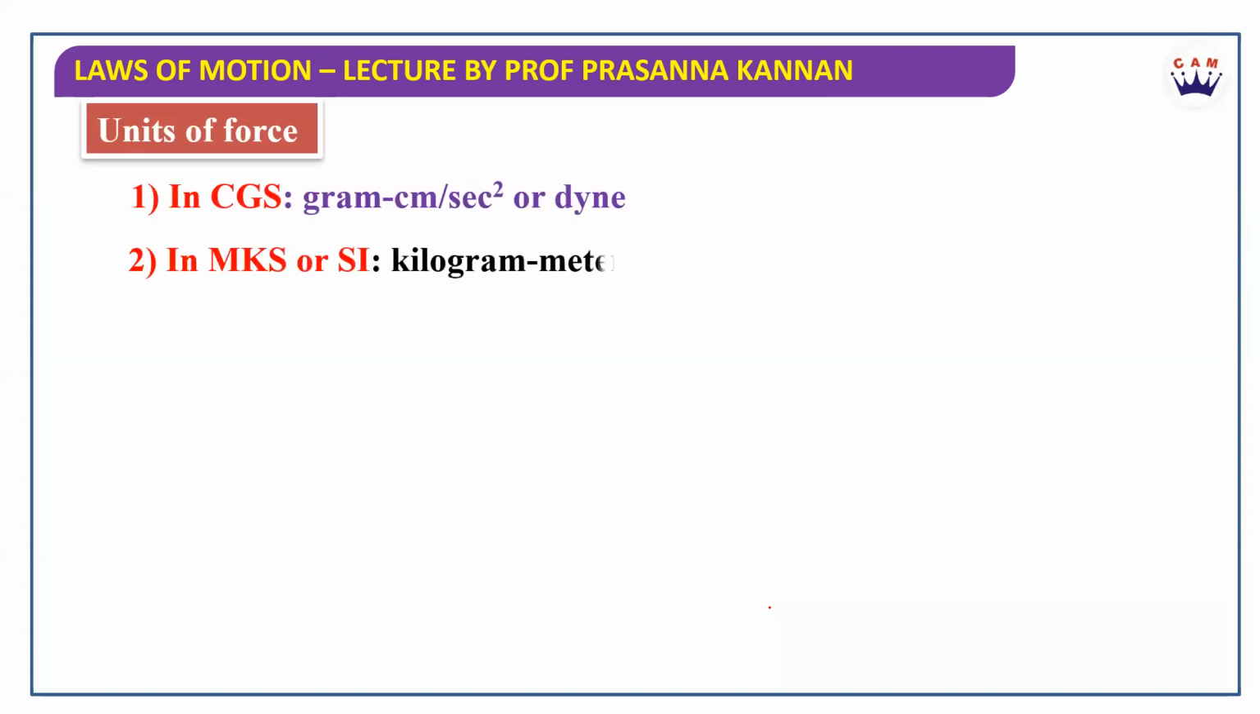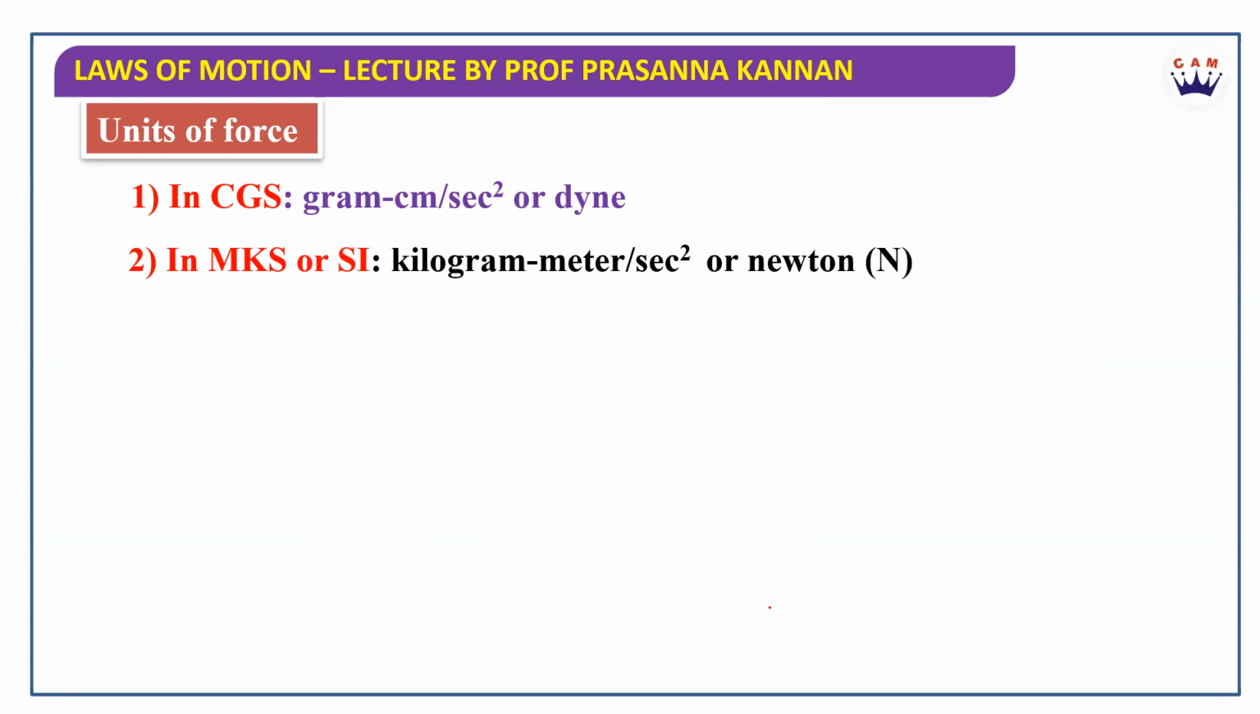So what are the units of force, guys? Come on, tell me. Newton, in what? MKS system, or you can say SI system. MKS means what? Meter, kilogram, second. What is the CGS system? Centimeter, gram, second. So there it is called gram centimeter per second square. Or it is also called what? Dyne. Here, kilogram meter per second square. Because it is very easy to understand. Correct?